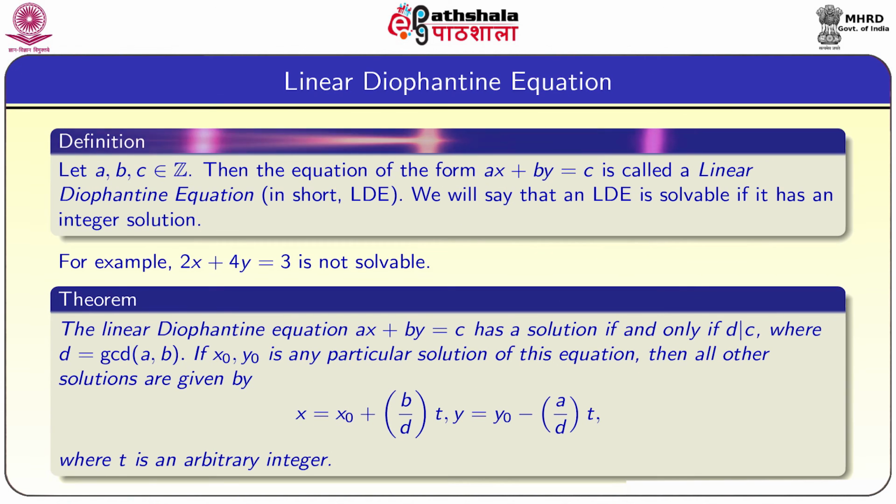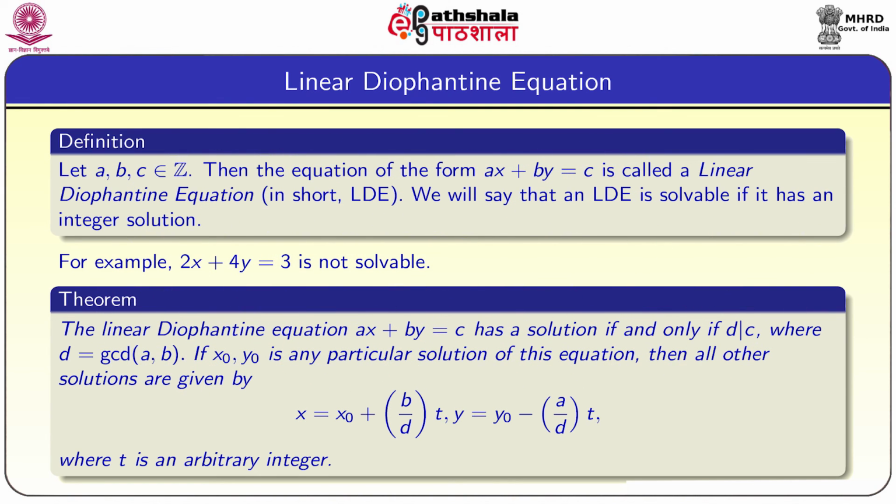Now, in order to end this module, we will define another important definition and one small result. The definition is this: let A comma B comma C belong to Z, then an equation of the form A x plus B y is equal to C is called a linear Diophantine equation, in short LDE. That means all the coefficients are integers and it is a linear equation. We will say that a linear Diophantine equation is solvable if it has an integer solution. We are looking for integer solutions.